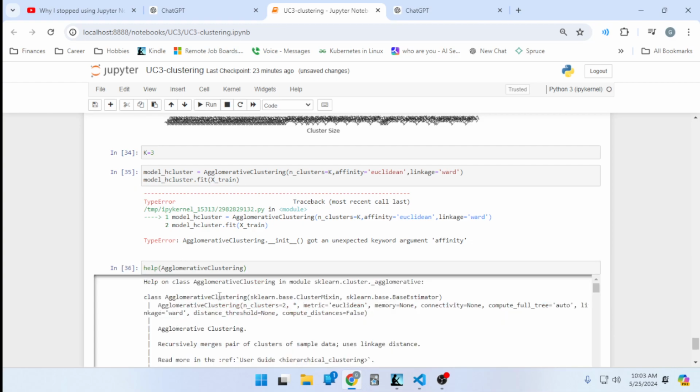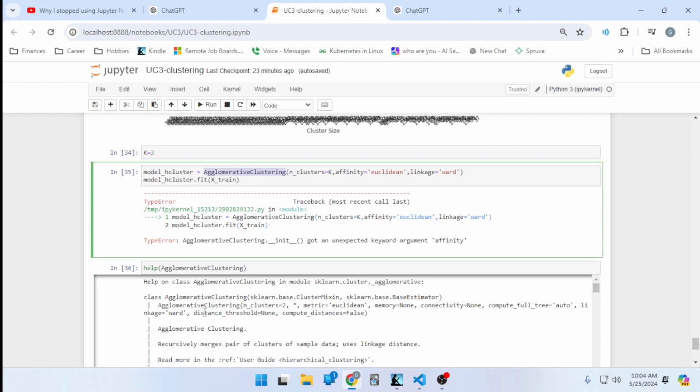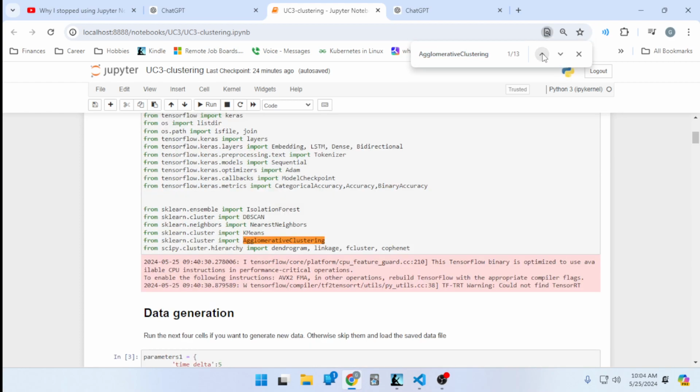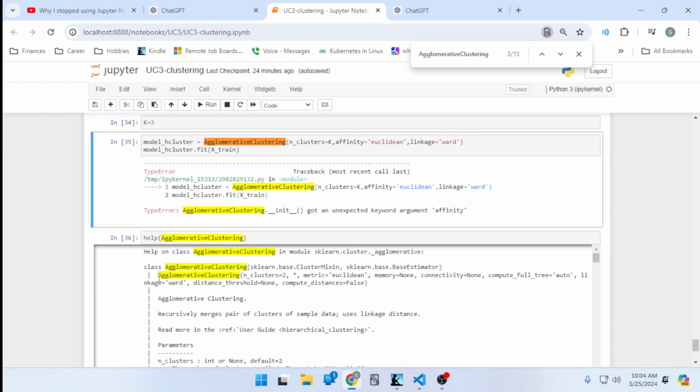Okay, so we can see what it accepts: it accepts the sklearn base cluster mixin, which we'll probably have there. It accepts the sklearn base estimator. So I'm surprised we didn't get an additional... Oh, you know what? This is the class. So I think we probably import this from the class. Let's see what we got here. Yeah, so from there we're going to import that. So I think we have to look at the help here.